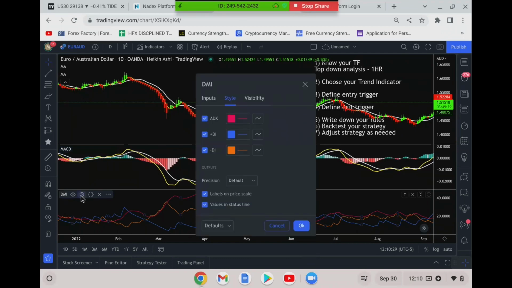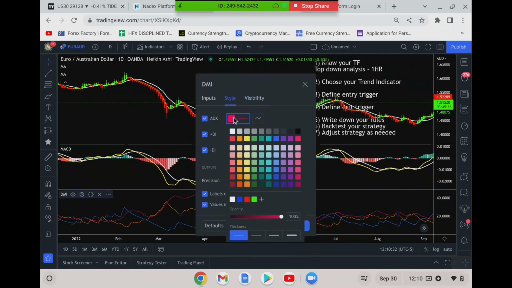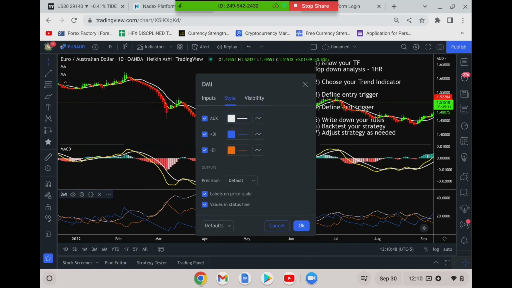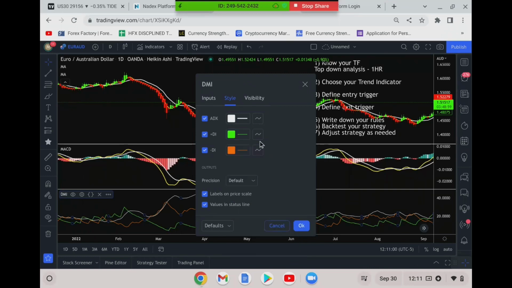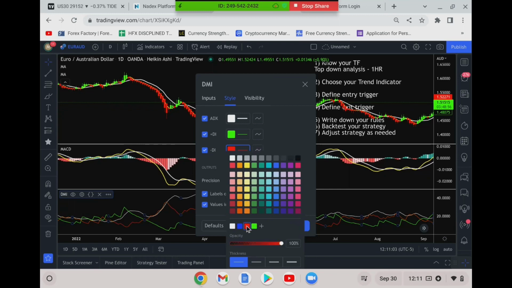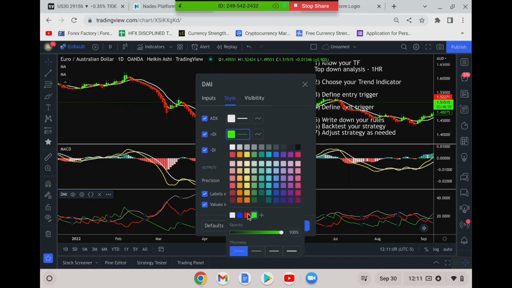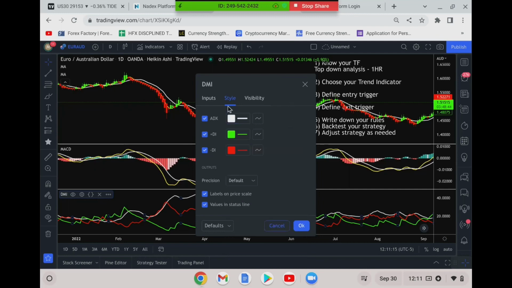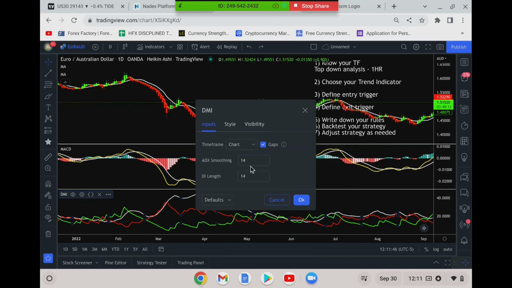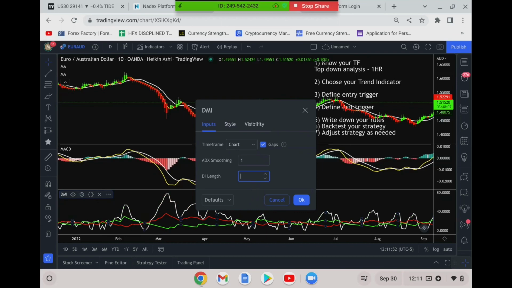And then last but not least, for our DMI, we are going to change our ADX to the color white. And our ADX is just going to represent how much momentum is in the market. Then we're going to change our DI plus to green because this is going to represent buyers in the market, and our DI minus to red because it's going to represent sellers in the market. I'm also going to thicken these lines as well, just so we can see them a lot better. And then as for our inputs, I'm going to change the ADX smoothing to 1 and the DI length to 5.